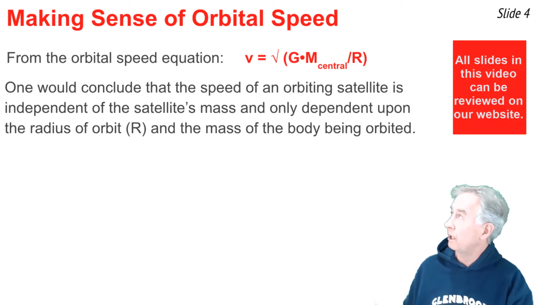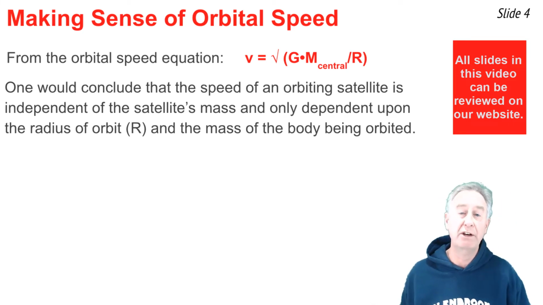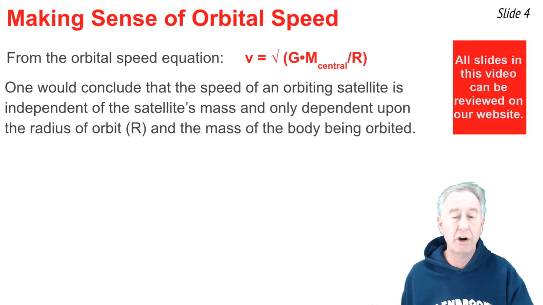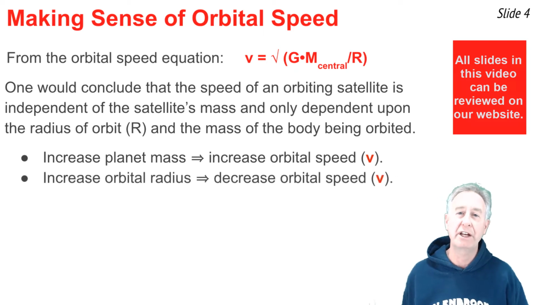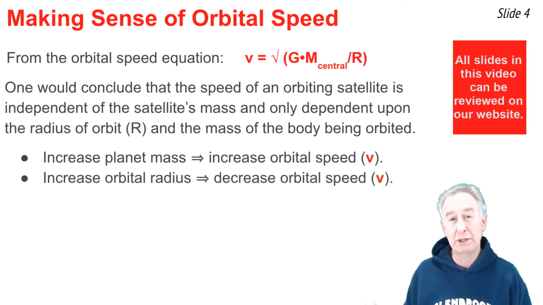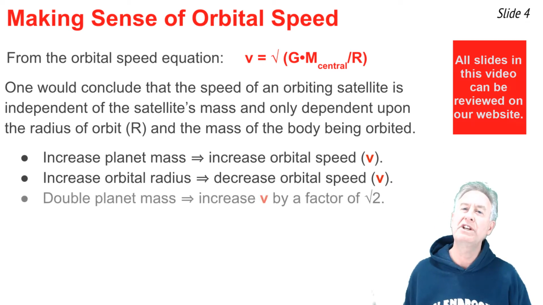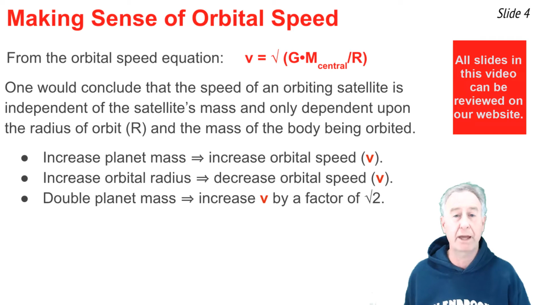If we take this equation and apply it to a satellite orbiting some planet, maybe a moon or a human-made satellite, we could conclude that if you increase the mass of the planet, you would increase the orbital speed of that satellite. And if you were to increase the orbital radius, you would decrease the orbital speed of that satellite. If we got numerical, we could say if you were to double the central mass, the planet mass, you would cause the orbital speed to increase by a factor of the square root of 2. It would be 1.414 times larger.